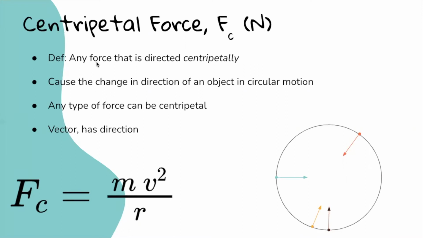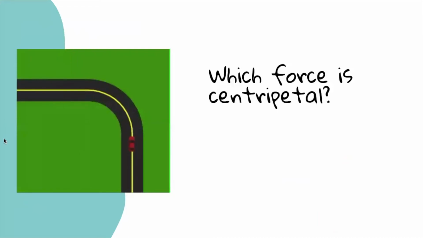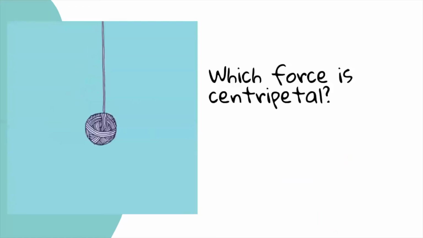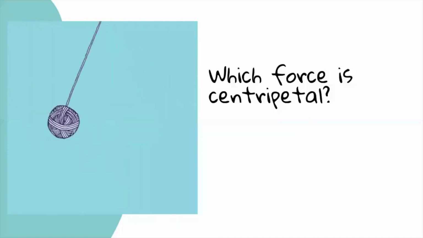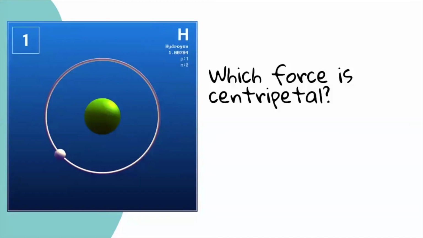Centripetal force is mv squared over r, where v is that tangential speed that we just learned how to calculate last block. The nice thing about this equation is since any force can be centripetal, I can use that equation to calculate friction in a car driving problem. I could use that equation to calculate tension in this pendulum problem. I could use that equation to calculate the electrical force of attraction between the proton and electron without having to pull out all the old equations.